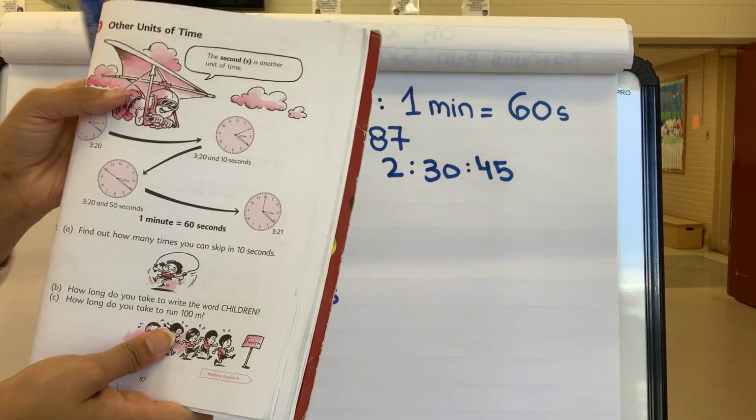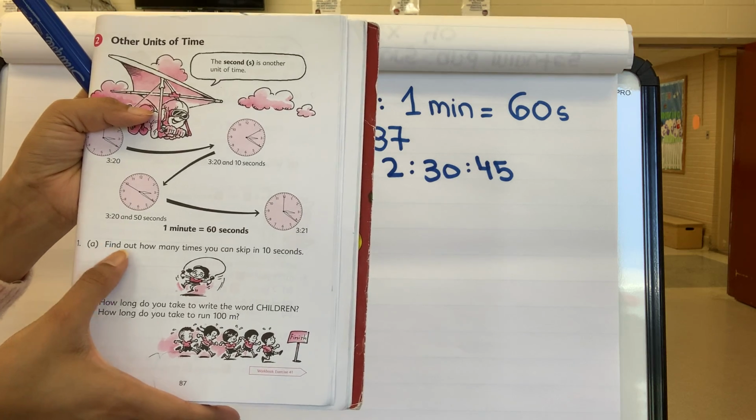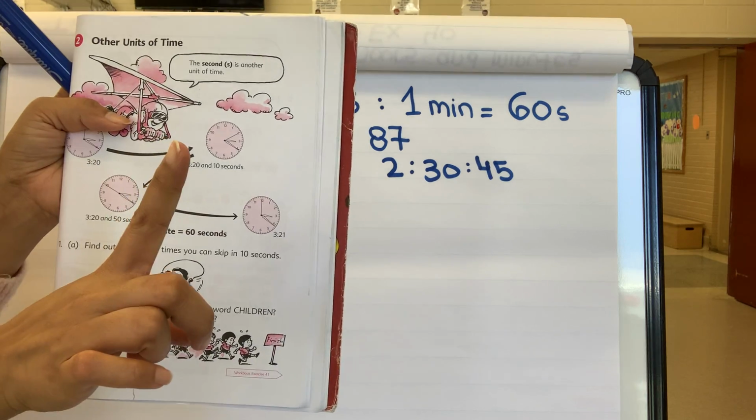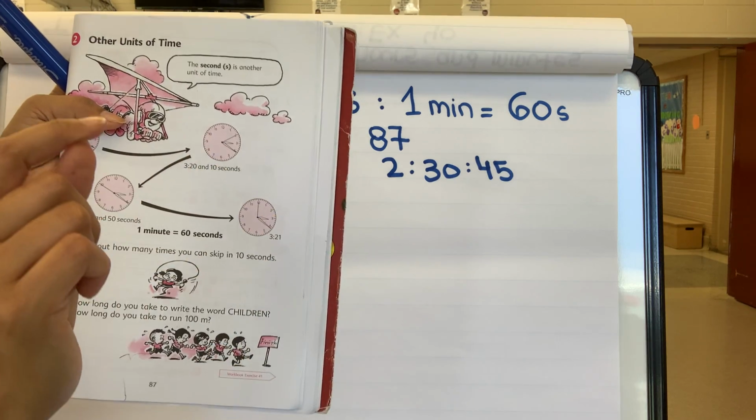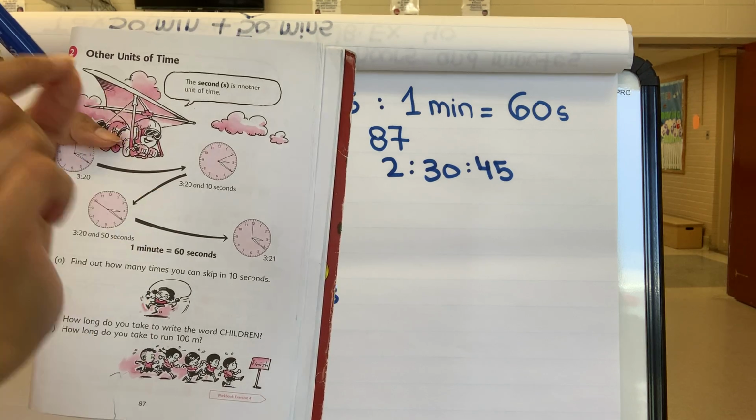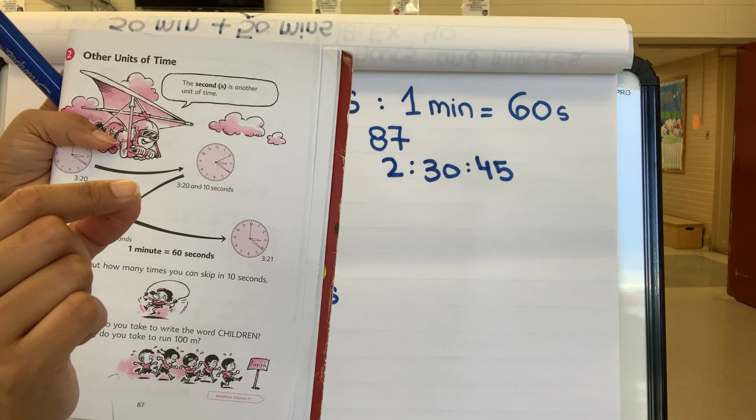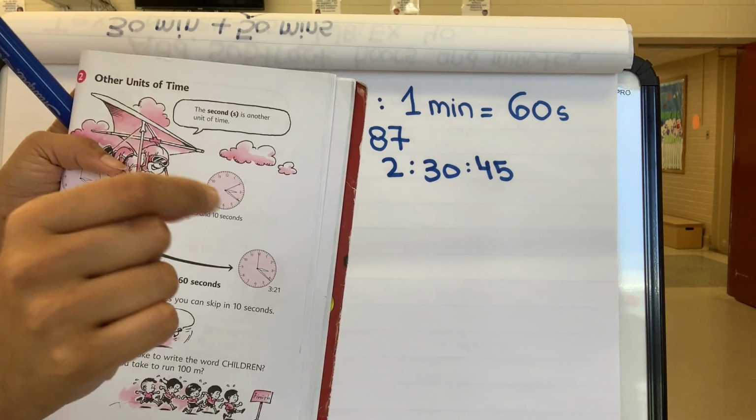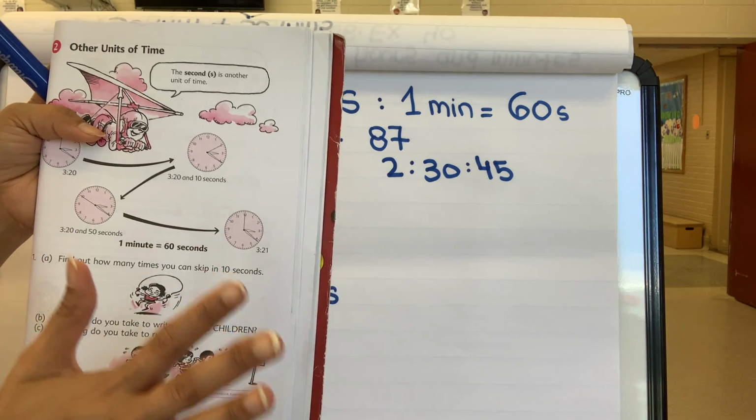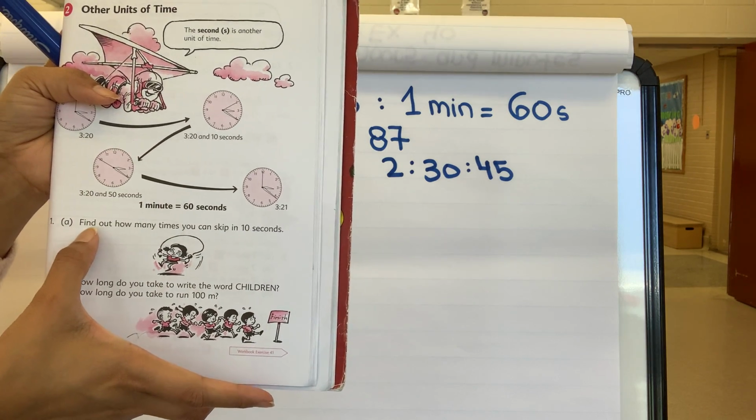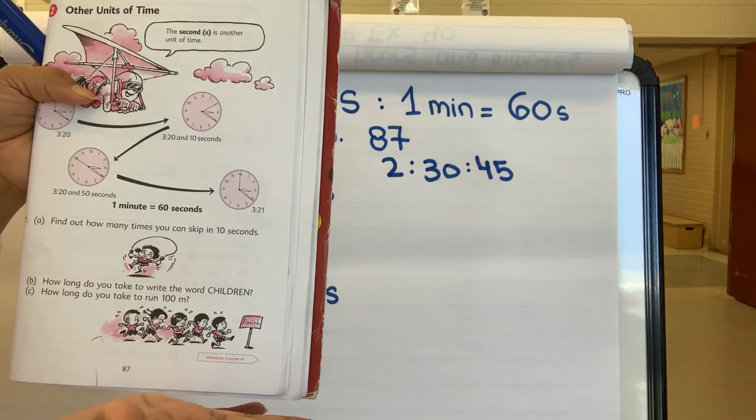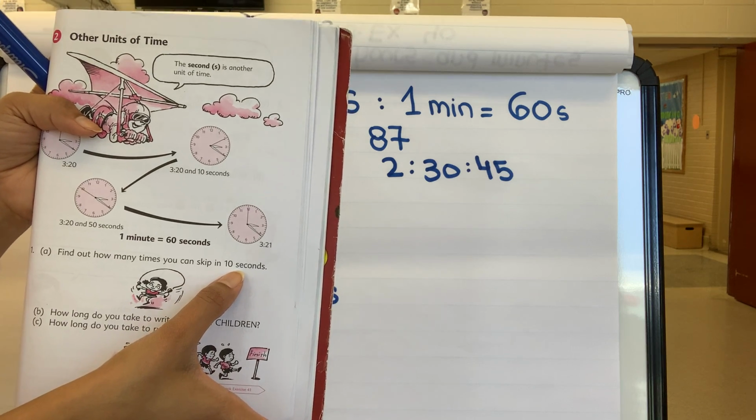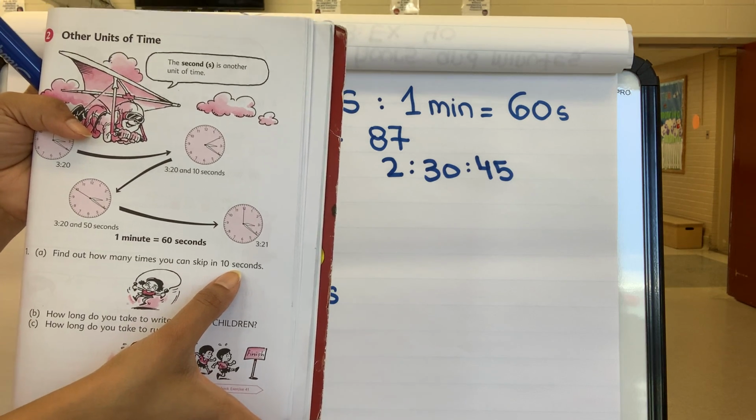Now, I'm looking at 1A. Find out how many times you can skip in 10 seconds. So here's your opportunity. You can pause my video and ask your mom or dad, or look at the clock that's hanging on the wall, and pay attention to the skinny hand as it ticks 10 times. That would be 10 seconds, okay? And you're going to see how many times you can jump. If you don't have a skipping rope, that's fine. You can just do jumping, okay? So how many jumps can you do in 10 seconds? You can pause the video and find that out.